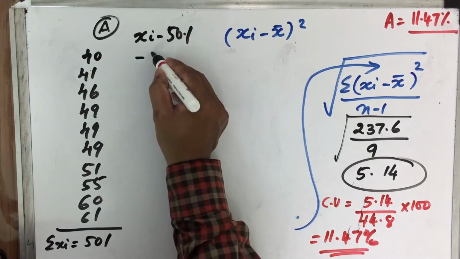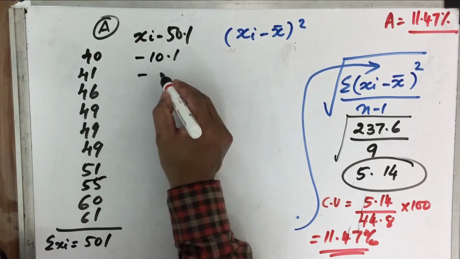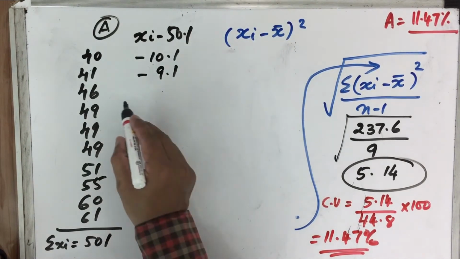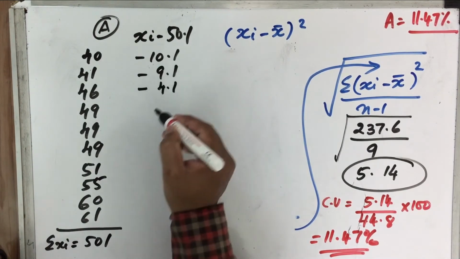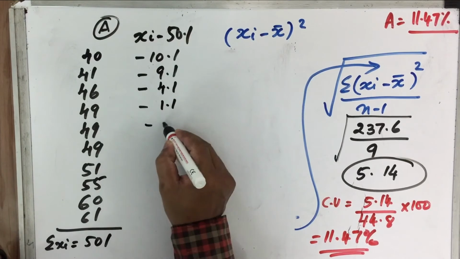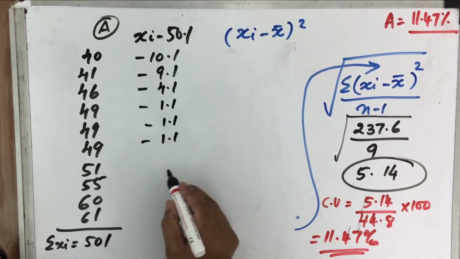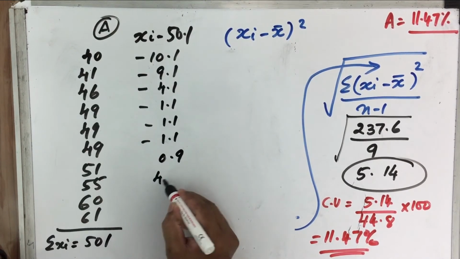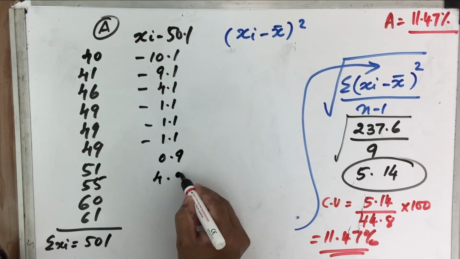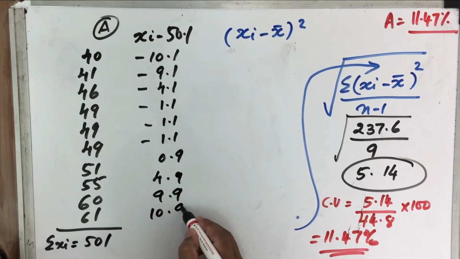So this is equal to, let's say, minus 10.1. This is minus 9.1. 46 minus 50.1, that is minus 4.1. This is minus 1.1, this is minus 1.1, this is also minus 1.1. 51 minus 50.1 is 0.9, and this will be 4.9, and this is 9.9, and 61 minus 50.1 is about 10.9.